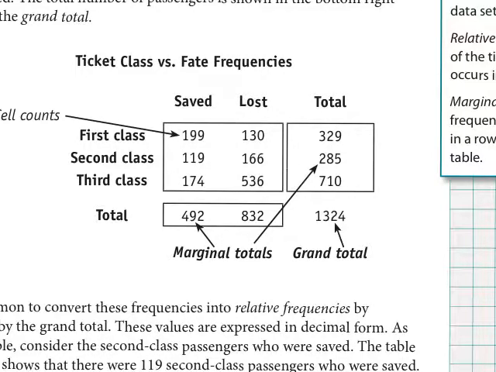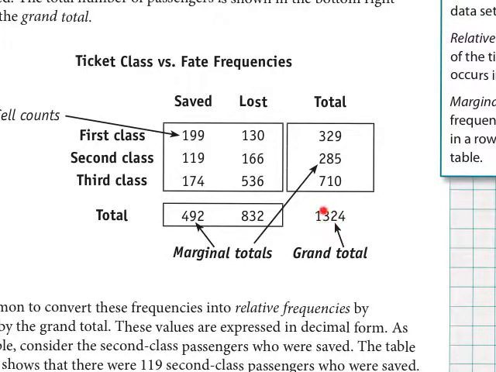I don't know. They may have just pulled this from a different section or something like that. I'm not sure why it doesn't line up with the original graph. But if you were to actually put a calculator to this and add all this stuff up, you would see that there's a grand total of 1,324 passengers.